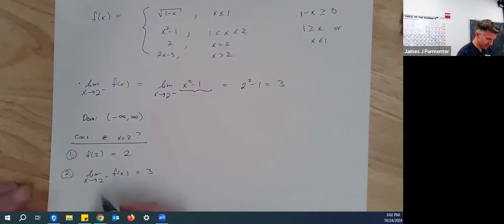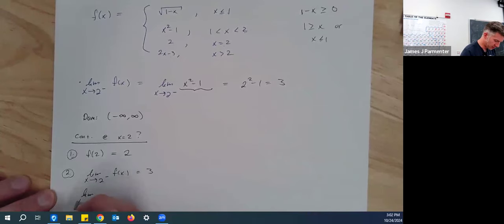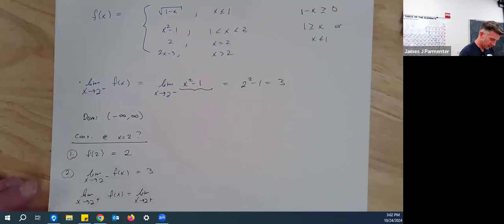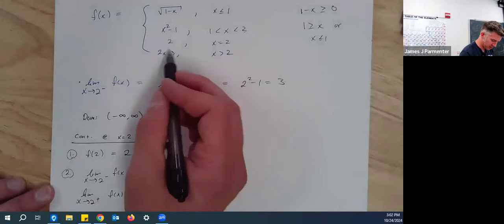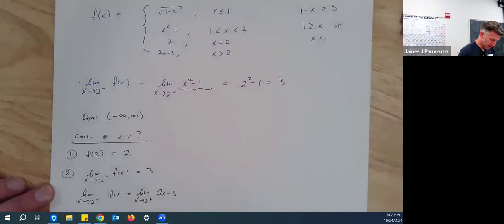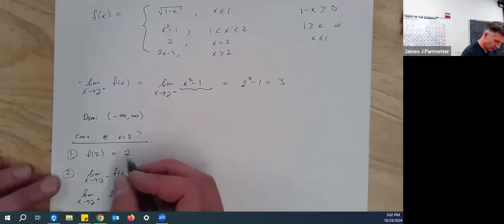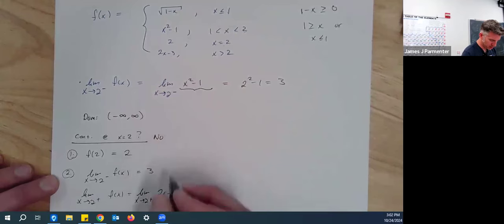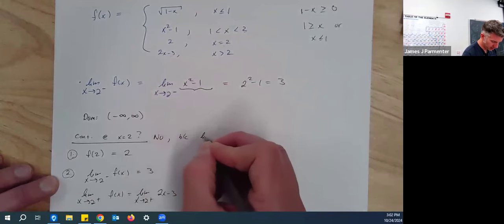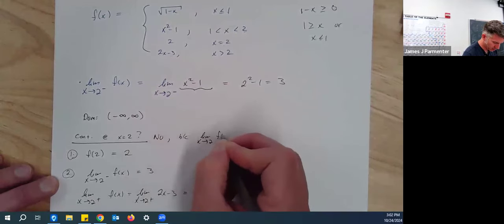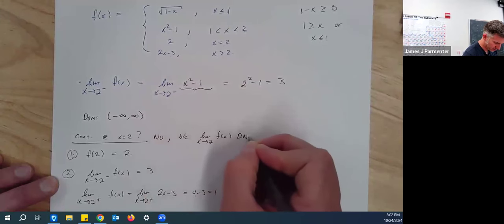So let's do the right-hand side of the limit as x approaches 2. The limit as x approaches 2 from the right-hand side of f of x is the limit of, well, I'm going to use the right-hand side of 2, so I'm going to use the 2x minus 3. If I plug in 2, I get 4 minus 3, which is 1. Those don't match, so here we get to say the limit doesn't exist. So no, it's not continuous at 2 because the limit as x approaches 2 of f of x doesn't exist.